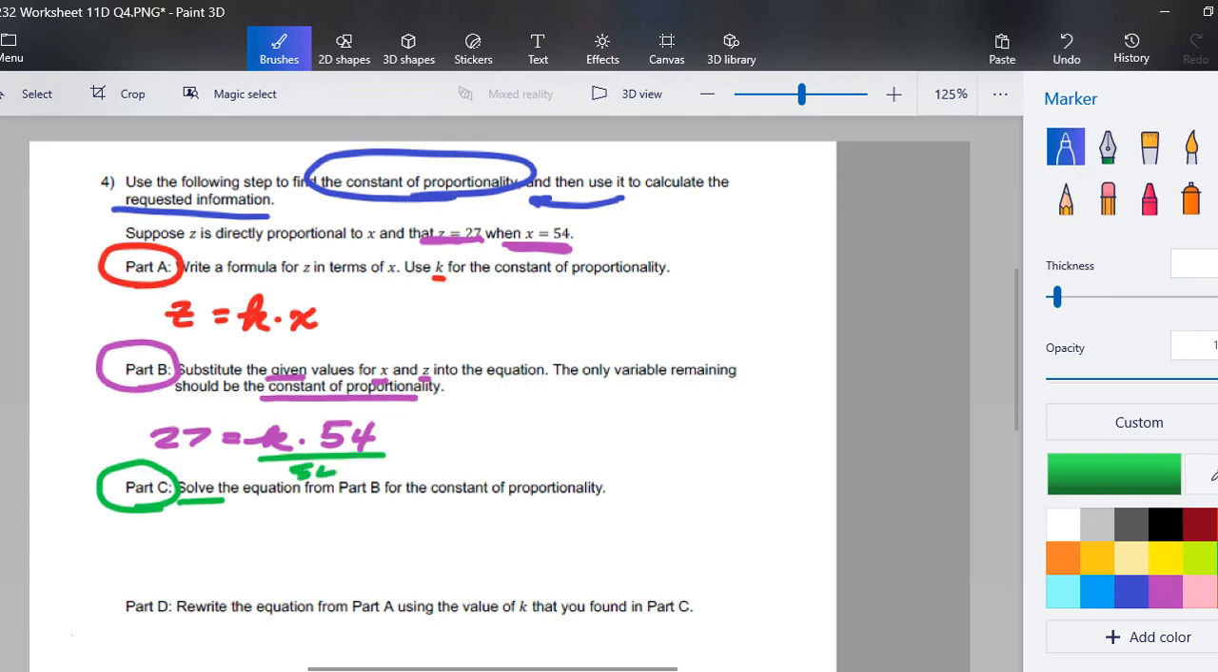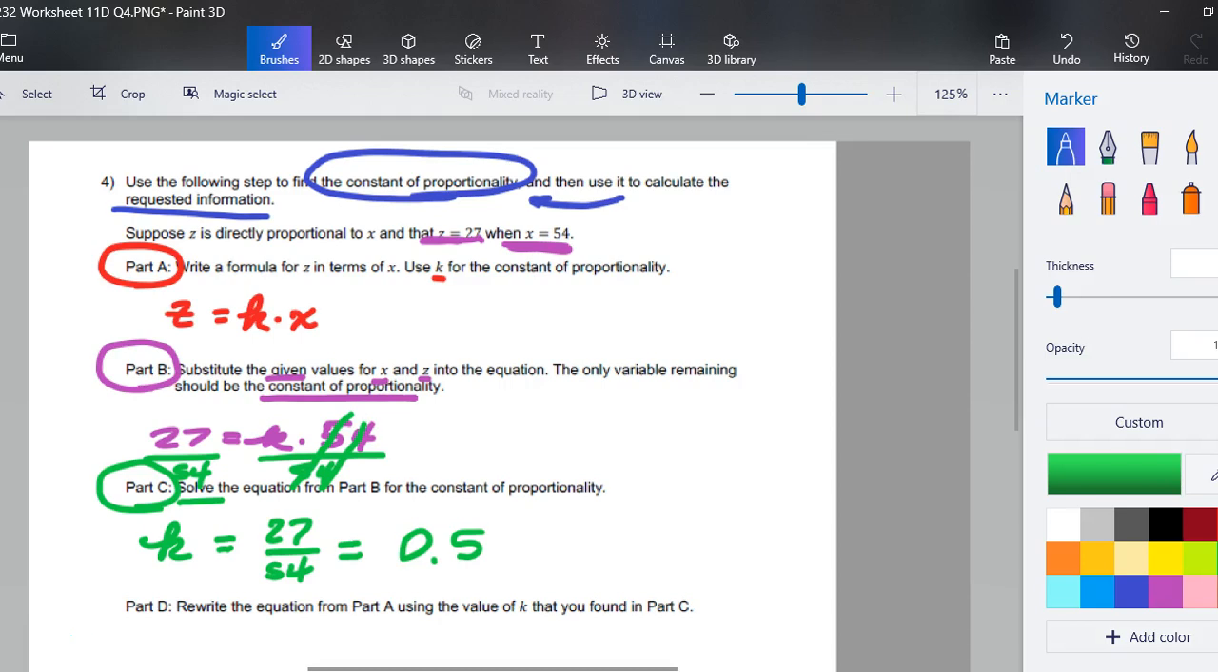So I'm going to start right here, and to get k alone, I need to divide both sides by 54, and then it's k times 1, or just k, equals 27 divided by 54. It's kind of looking like we're going to have a half here, but I'll go ahead and pause and do 27 divided by 54, and I end up with a half, or the decimal version, which is 5/10.